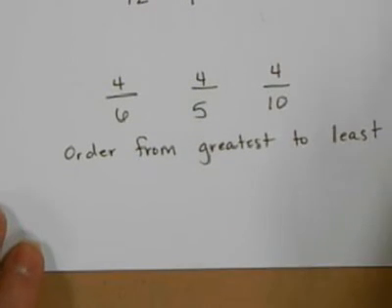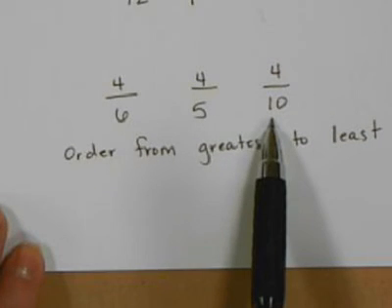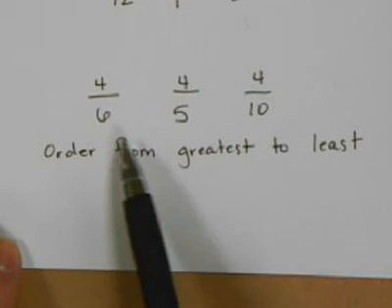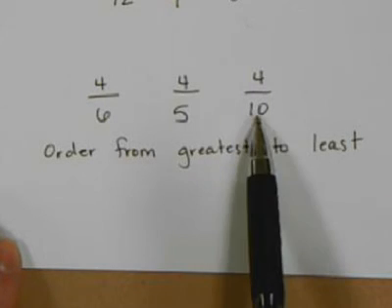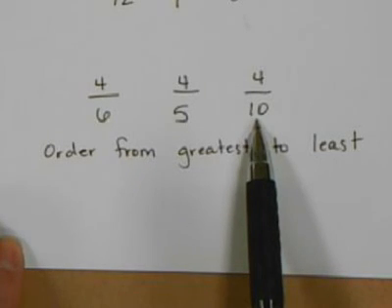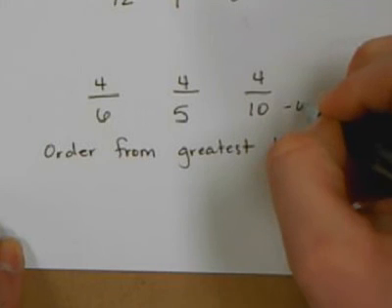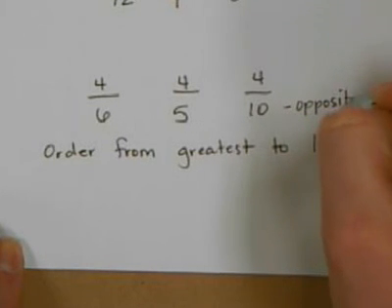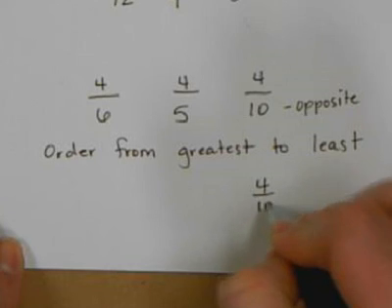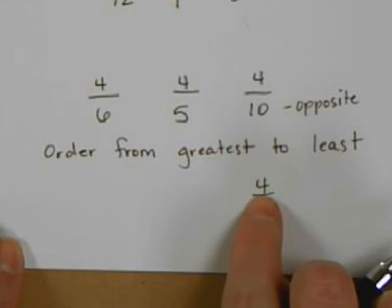For this one, 4/6, 4/5, and 4/10. They want me to put them in order from greatest to least. So I'm going to look at the denominators and find which one appears to be the biggest. This one appears to be the biggest, but I'm going to think that it's not the biggest. I'm going to think it's the opposite, and it's actually the smallest. So this one would come last because we're doing greatest to least, so least.